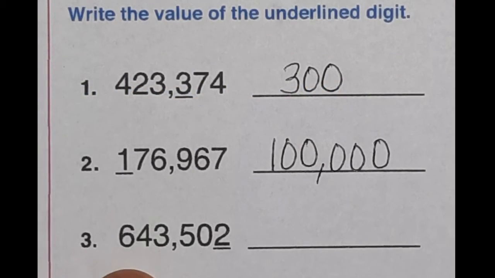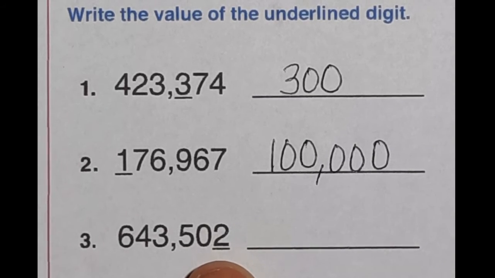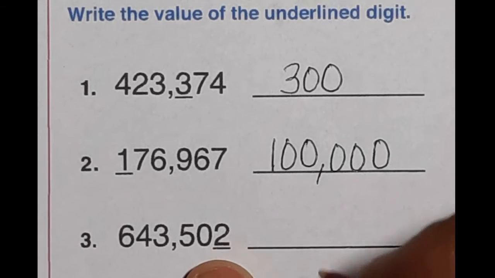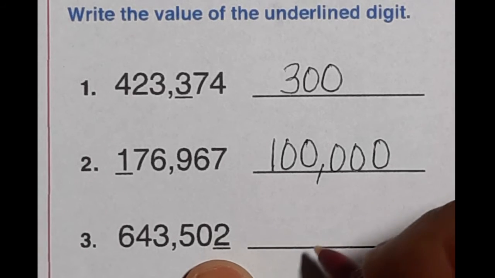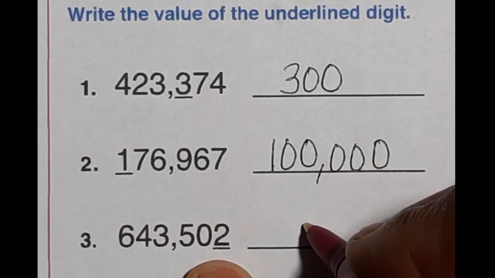Number 3, 643,502. The number that is underlined is the 2. So it is in the ones position, so the value of it is 2.